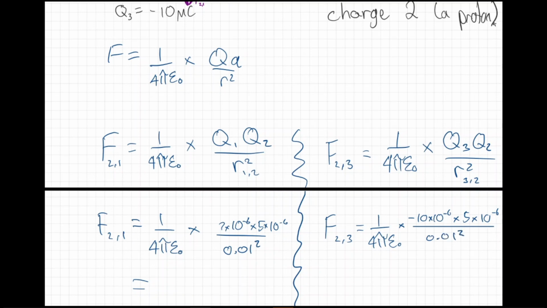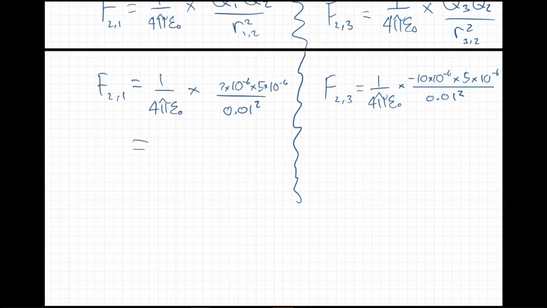All right, what sort of numbers did we get for each of the forces? Who can tell me force of charge 2 from charge 1? 3,150 newtons. Negative 4,500 newtons. Do people agree with that? Anyone make any mistakes that they want to check what they did or how it worked or what happened?